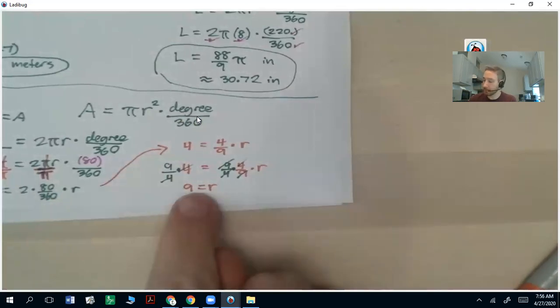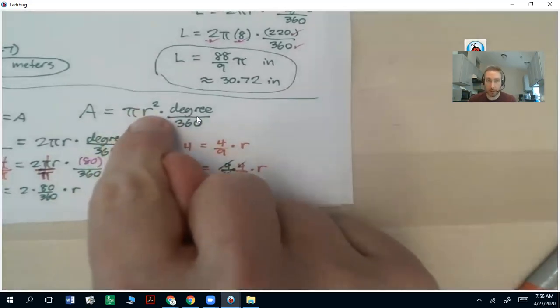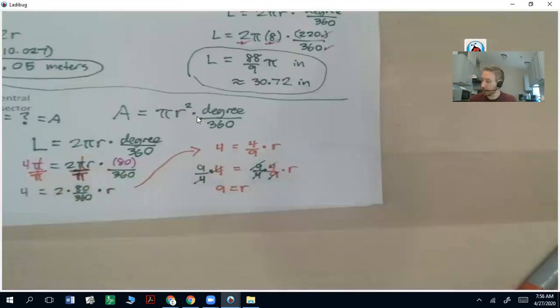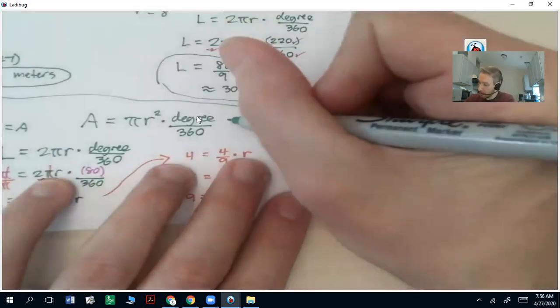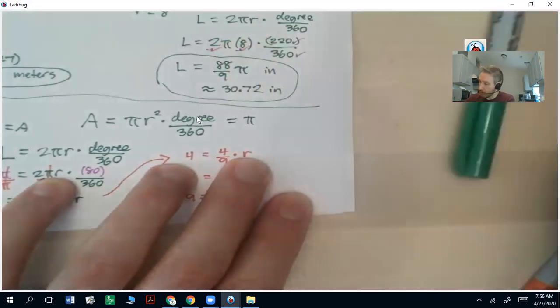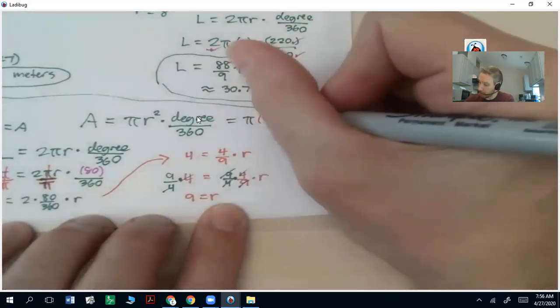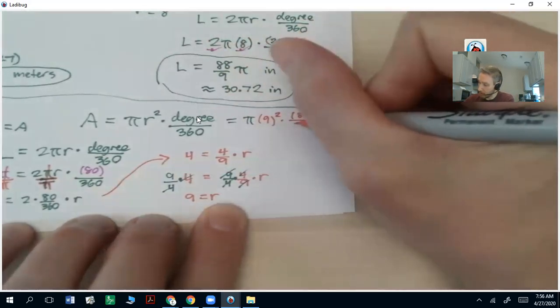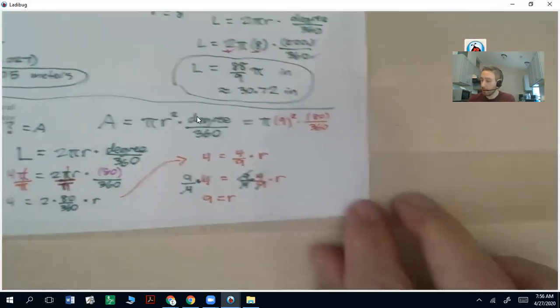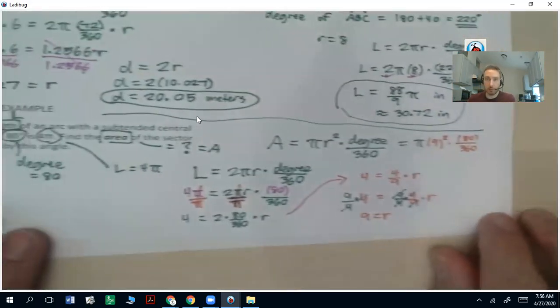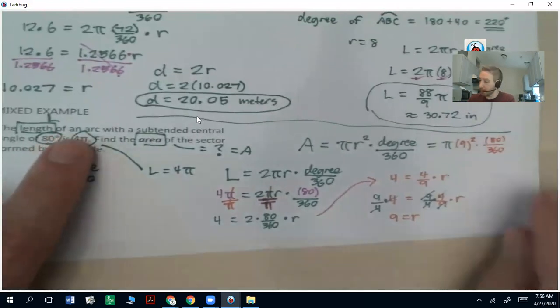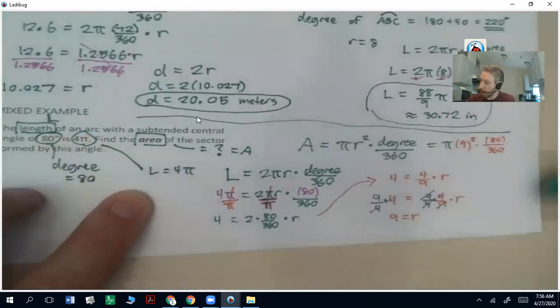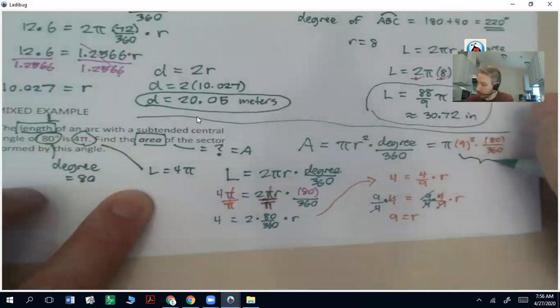Now that we have our radius, we can plug that into our pi r squared. And our degree never changed. That's 80 degrees. So that's going to be pi times 9 squared times 80 over 360. And since my original problem had the length in terms of pi, I'm going to leave my area in terms of pi. So I'm going to go to my calculator and I'm going to put 9 squared times 80 divided by 360. Let's move that over here.